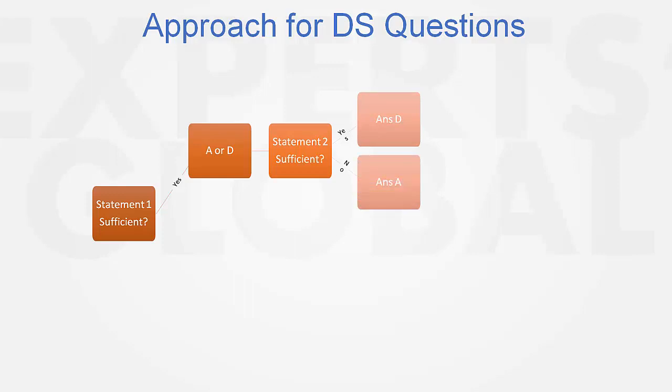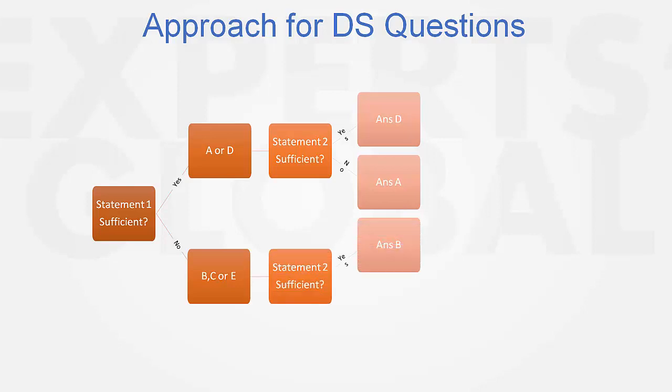Suppose statement 1 were not sufficient, the answer can be B, C or E. In this case also, the second step is to look at whether statement 2 alone is sufficient. If yes, the answer is B. You don't have to combine. If statement 2 is also not sufficient, this is the case where the answer can be C or E and you need to combine and check. If on combining the answer can be obtained, then the answer is option C. If even the 2 statements together are not sufficient, the answer is E.